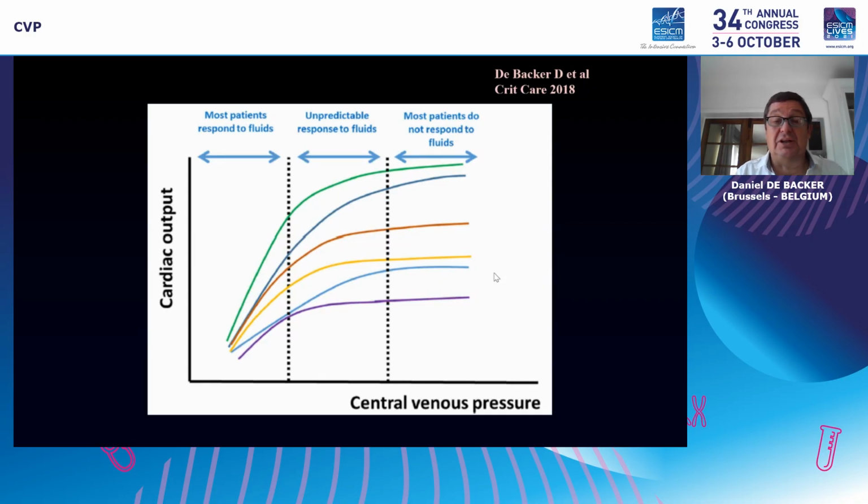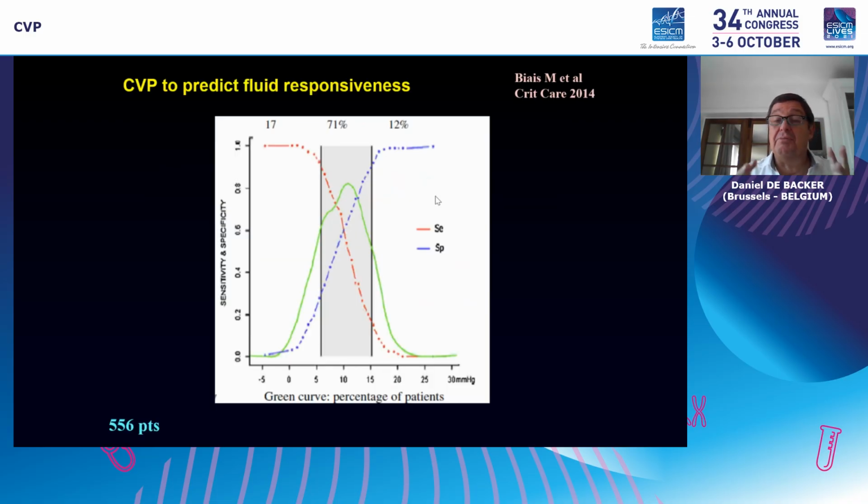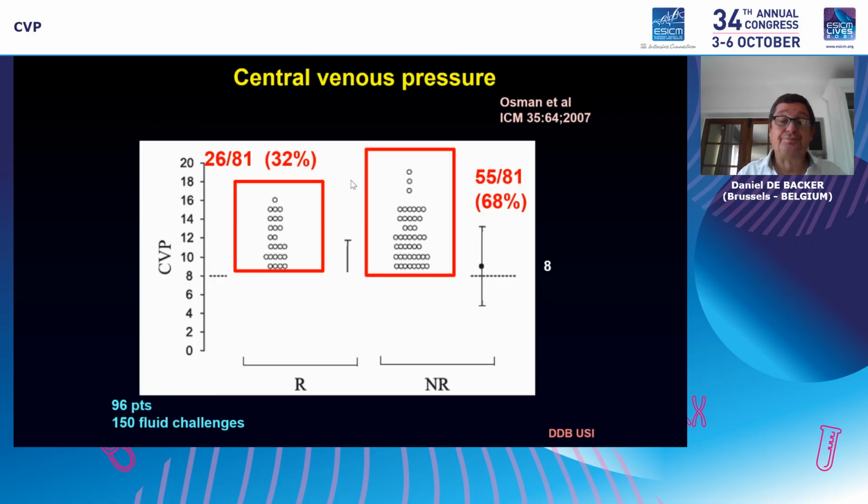fluids according to central venous pressure, when it is very low, most patients respond to fluid. When it is very high, most patients do not respond to fluid. And in between, we have an unpredictable response to fluids. When we look at data, we can see that below 5 to 6, most patients respond to fluid. Above 15, most patients do not respond to fluid. And in between, the response is quite variable.